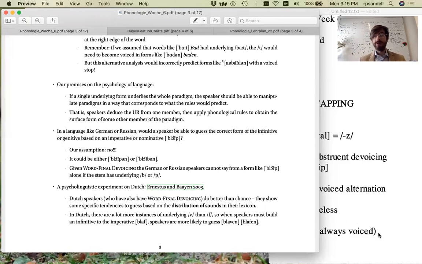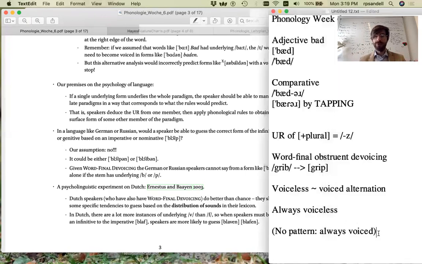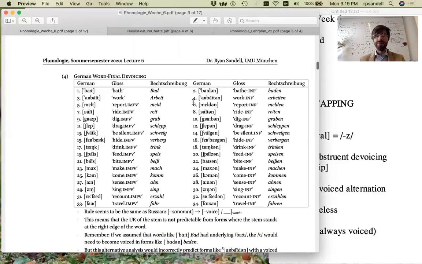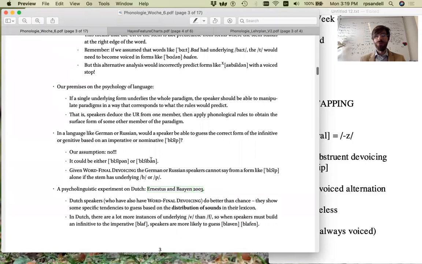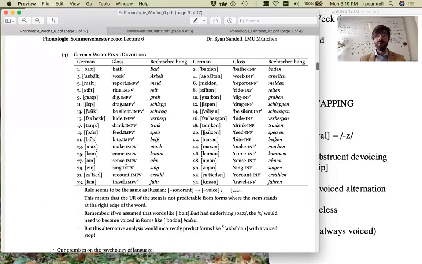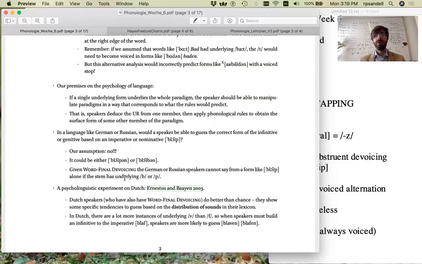So we can know with speakers of Dutch or German or Russian that if they are given the infinitive forms where the contrast in obstruents, well, let's just say Dutch or German because they are morphologically similar in this regard. If they are given fake infinitive forms, so a fake infinitive bleiben, bleipen, or blaven or blafen, they can predict with 100% accuracy what the corresponding informal imperative would be. It will have a voiceless obstruent word finally.